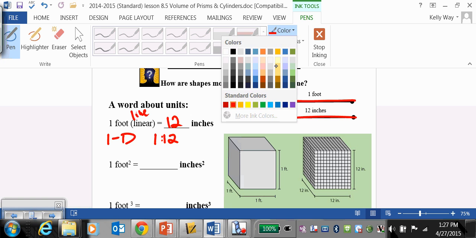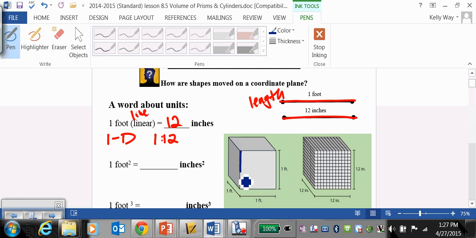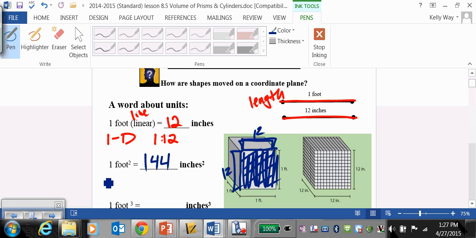Now come over here, I'd like you to trace and shade a square foot. Trace and shade a square foot. How many inches this way? That's 12 inches, right? If that's a square foot, and then this is 12 inches. What is the area here? That's 144 inches squared. So in 2 dimensions, my conversion rate between foot squared to inches squared is going to be 1 squared to 12 squared.